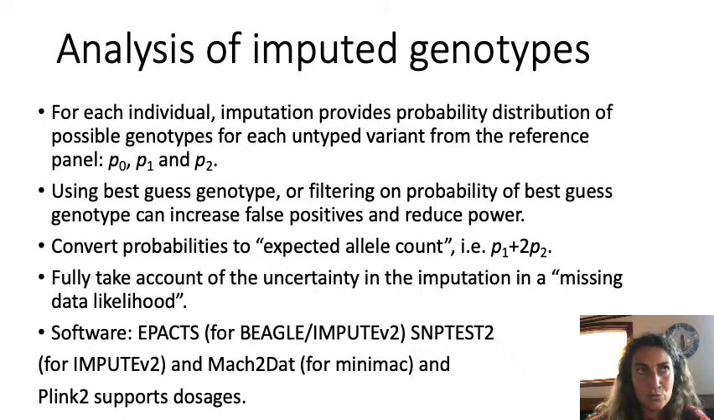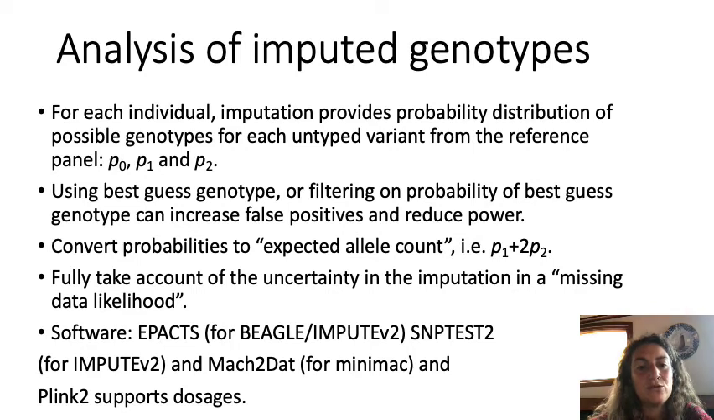But you also want to filter your best guess genotypes. You want to put a strict filtering on the best guess genotypes, and this would result in more NAs in your data set. So it's better to convert the probabilities to expected allele counts and analyze by taking the uncertainty in the imputation into account. That's really important.